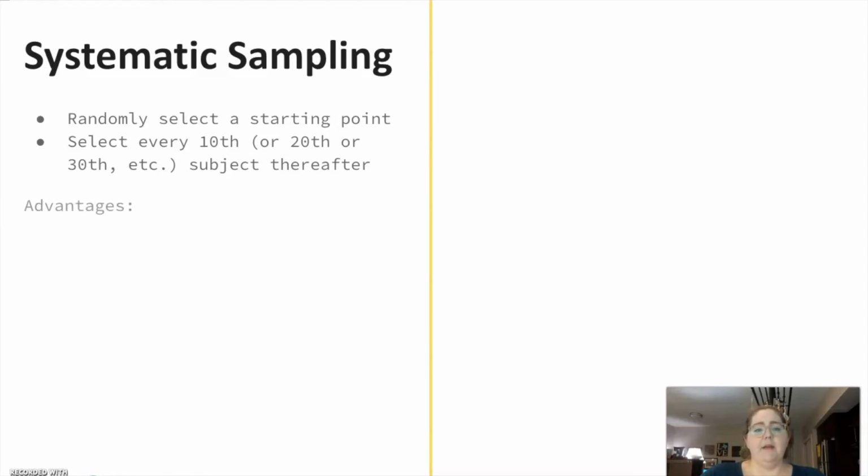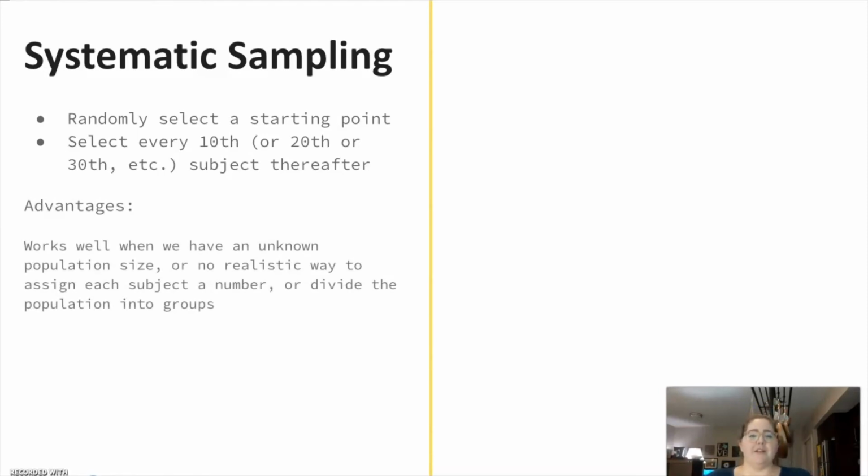Systematic sampling is really useful when we have an unknown population size or no realistic way to assign the subjects a number. It also works really well if we want to make sure we have representation throughout a time period. This is a really good way to do that because it kind of guarantees that we're spreading out our sample throughout the entire population or throughout an entire time period. Maybe if we have people in a line, we randomly pick the first person and then do every 25th person after that. And that kind of guarantees that we're getting people throughout the entire line instead of just a whole bunch of people up front, which is of course possible with a simple random sample.